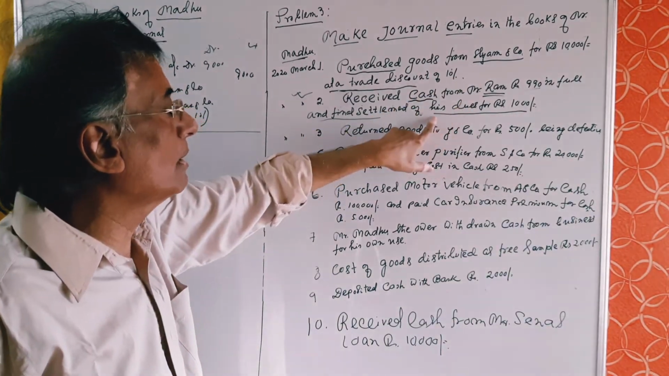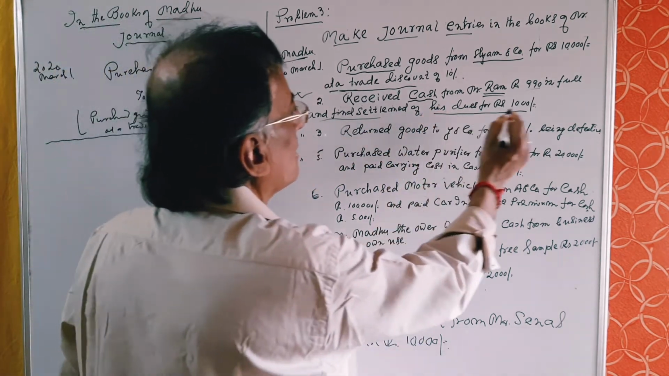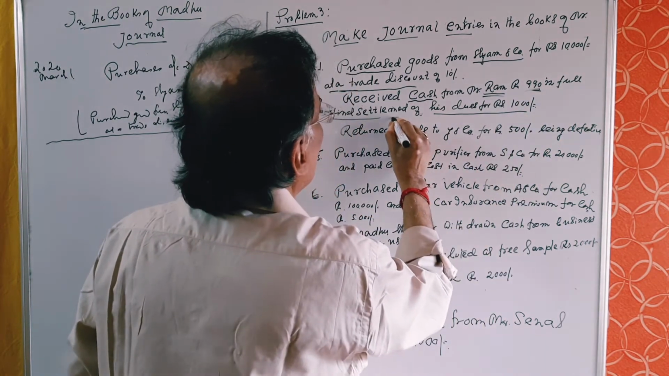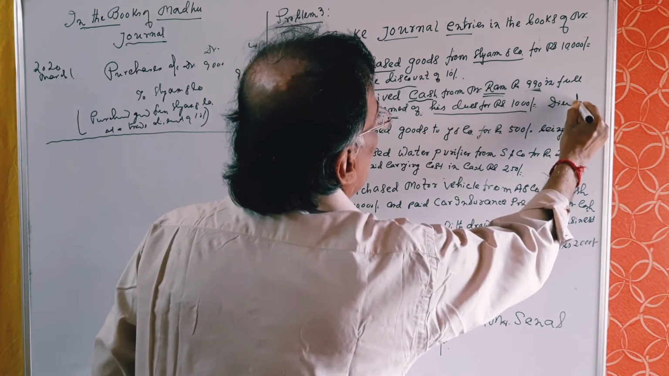Now what are the accounts involved in this transaction? One is cash account, another one is Ram account, and another one is discount account, which is not written here, it is implied.